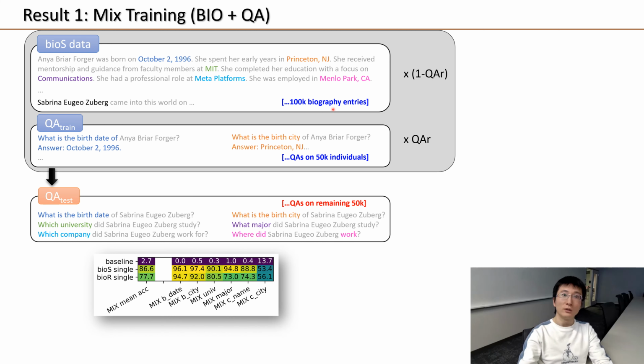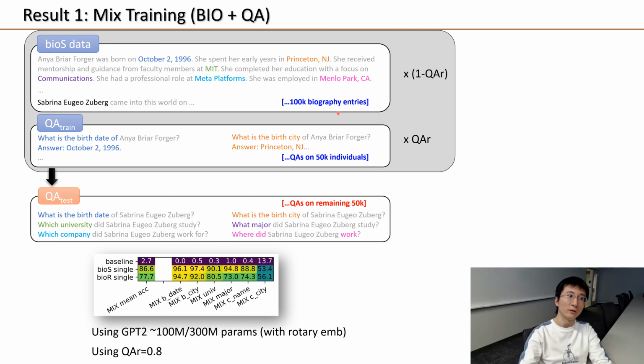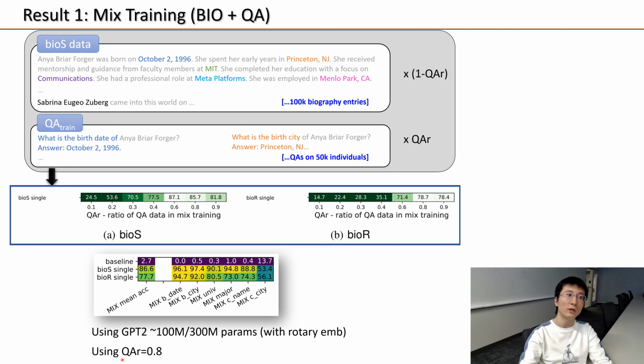So here is the result. The short answer is that if you use, for instance, GPT-2 of 100 million size for the bio-S data, or 300 million size for the bio-R data, then the mixed training test accuracy on the remaining half of the people is actually pretty good, more than 85% for bio-S and more than 75% for bio-R. This means that mixed training works to a very good extent. And here, this ratio, QAR, had better be around 80%. That's the best tuned parameter in our setting. This may look good, except that we also notice something very bizarre happening behind the scenes.